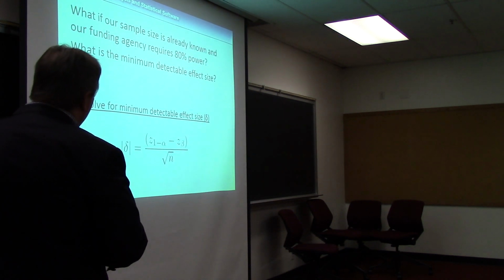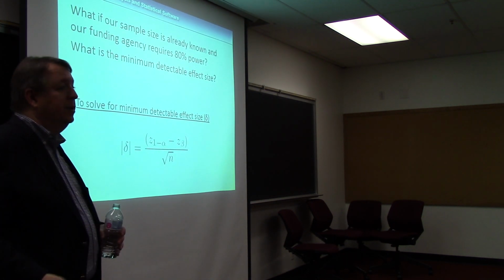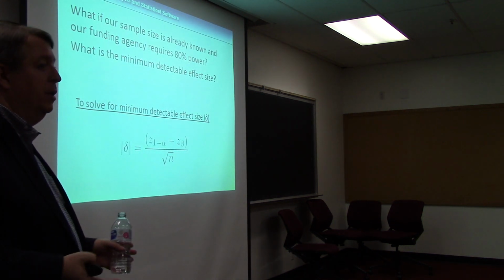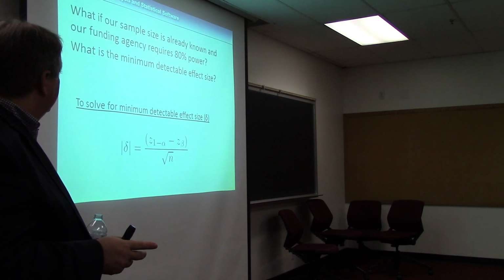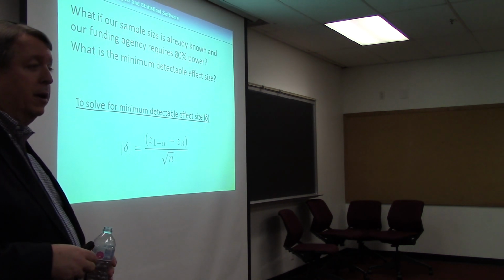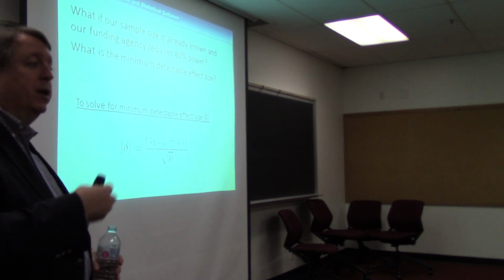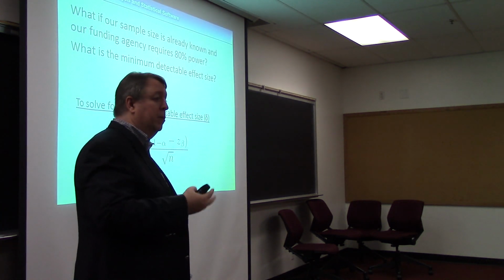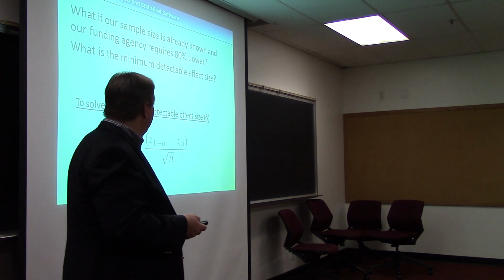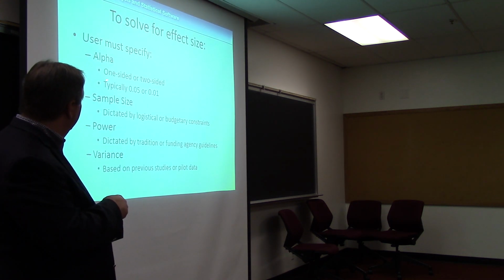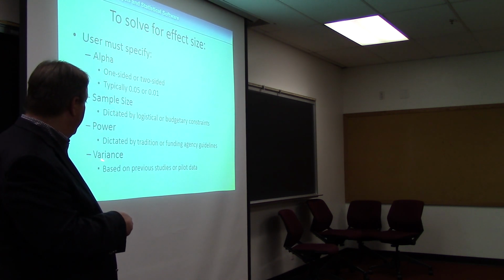Okay, so there's one other possible scenario. What happens if I'm stuck with my sample size for whatever reason, and my funding agency says you've got to have at least 80% power or no money for you? So then what do we do? Well, one thing that I can do is calculate what's called the minimum detectable effect size. I'm stuck with my sample size, I'm stuck with power, but the thing that I can calculate is what's the minimum effect size I can detect given those other constraints. So now I'm going to have to specify, again, the alpha level, and we'll do one-sided 0.05 again. I've got to tell it the sample size, I've got to tell it the power.